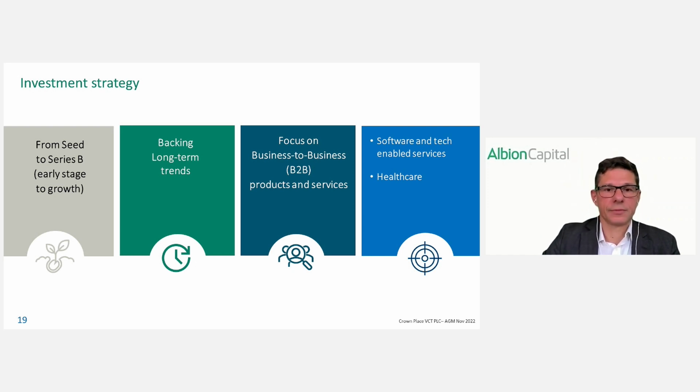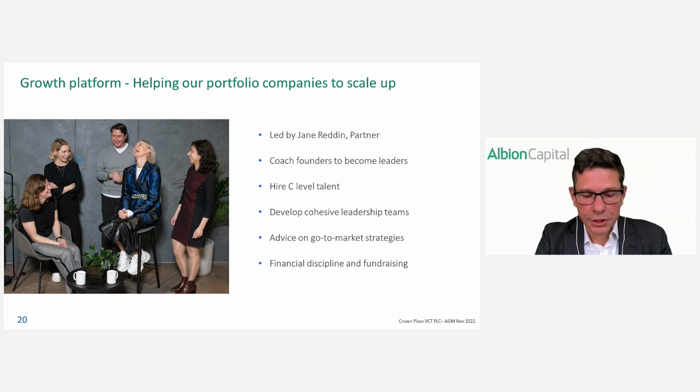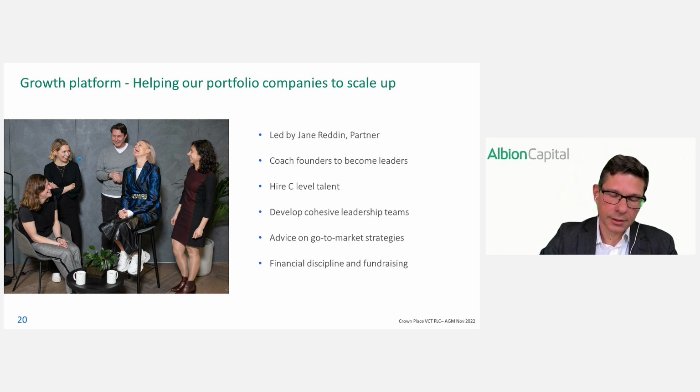How do we do that? Next slide, please. In addition to our investment team's expertise and experience when we join the boards of companies that we work with, we also have invested heavily into what we call our growth platform. Our growth platform is a group of colleagues who work with companies very closely to help them scale up. It's led by Jen Reddin, a partner at Albion, who works with her colleagues to coach founders to become leaders, to help them hire executive level talent, to help them develop cohesive leadership teams, all absolutely fundamental to the successful growth of businesses. We also give advice on go-to-market strategies and how to execute on these strategies, and work very closely with the companies to ensure financial discipline and help them in future fundraising rounds. Next slide, please.